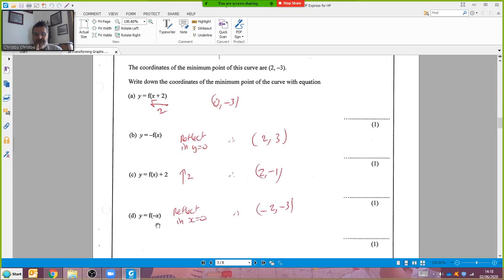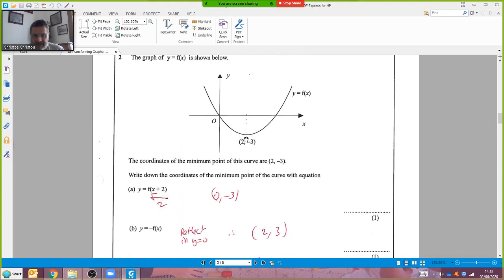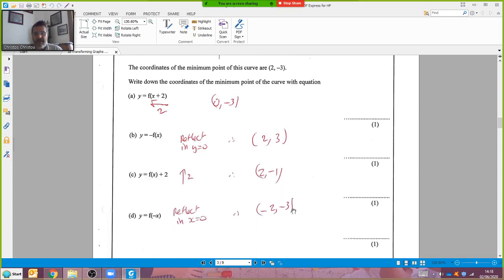Here, a reflection in the x-axis, in the y-axis, in the line y equals 0, the line x equals 0, which is the y-axis. So let's reflect him. So 2 becomes minus 2, but the minus 3 won't go anywhere else because I'm not moving it up or down. So I'm going for minus 2, minus 3, and I got it right.